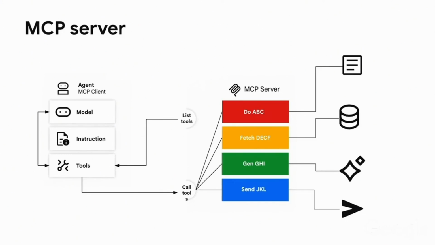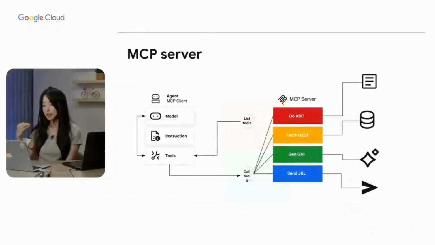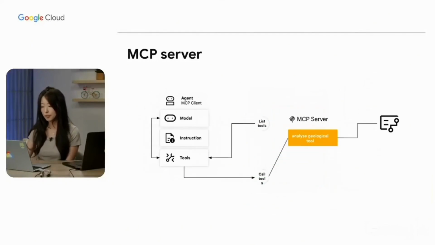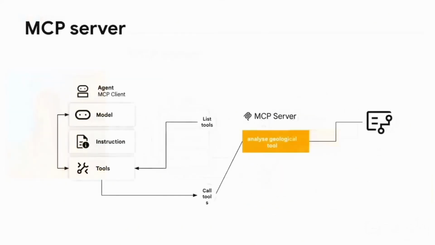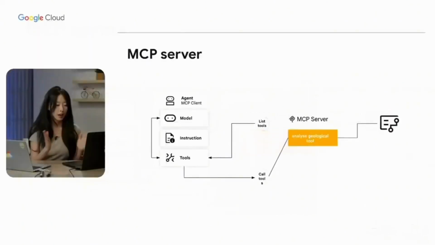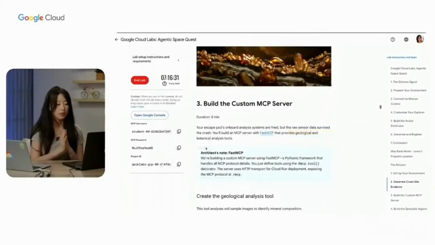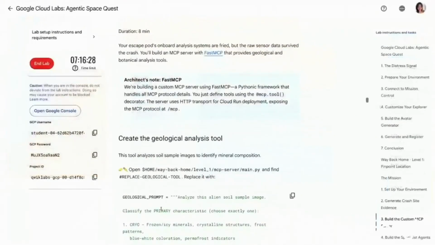Basically you can have many sorts of actions in an MCP server. You can fetch from a database, you can generate things, you can send something through email, or you can do any action. When the client side connects to the server side, it will first list all the available tools, and then, based on the requirement, it will pick the right tool to use. In this case, we want to pick the analyze geological tool, and then call it. So now we understand the concept of an MCP server. Let's go back to the lab and see how to create a custom MCP server with FastMCP.